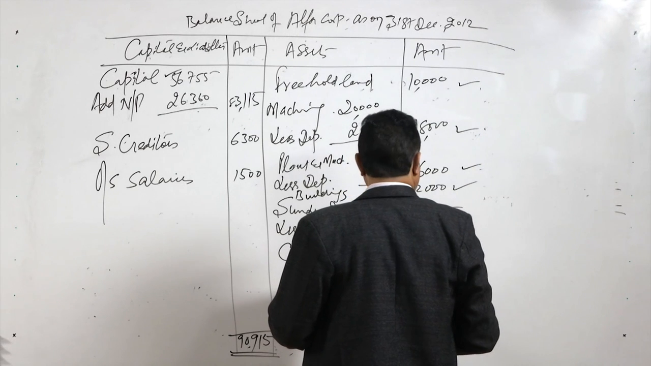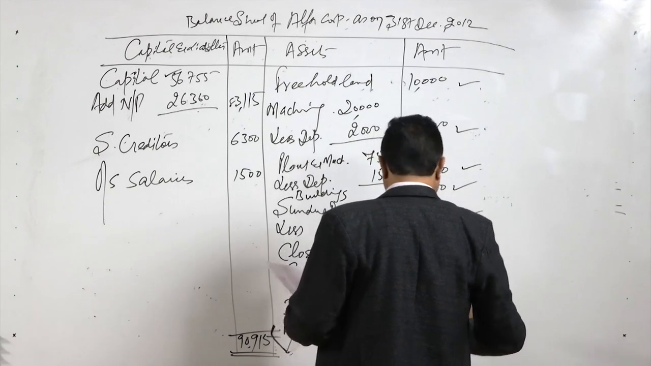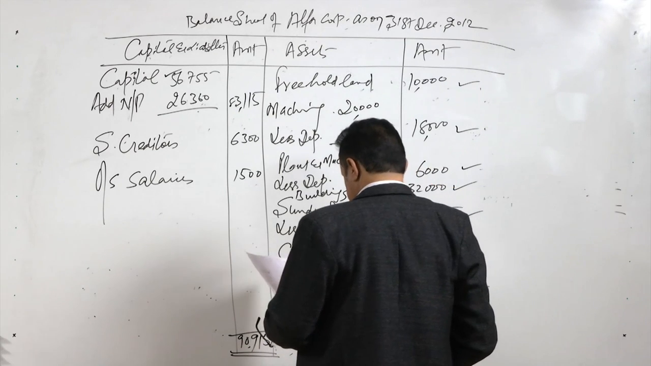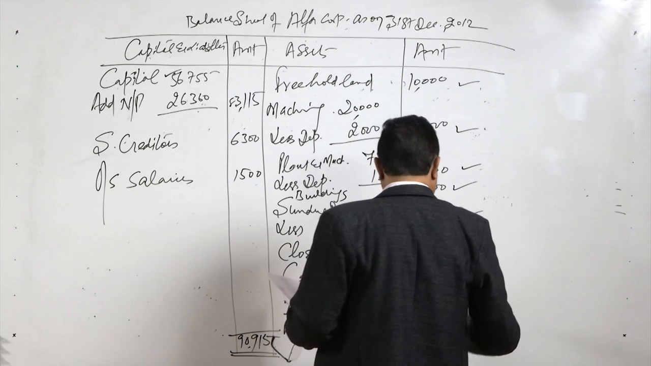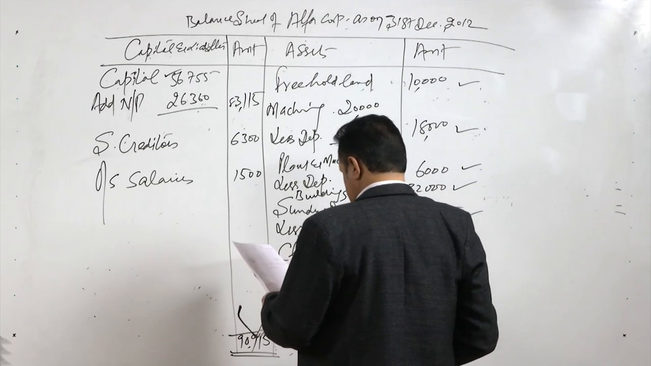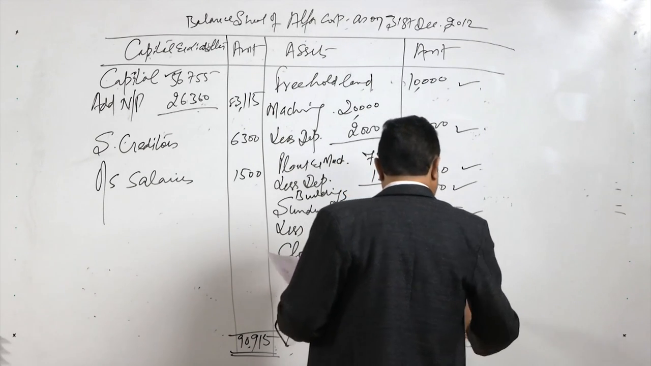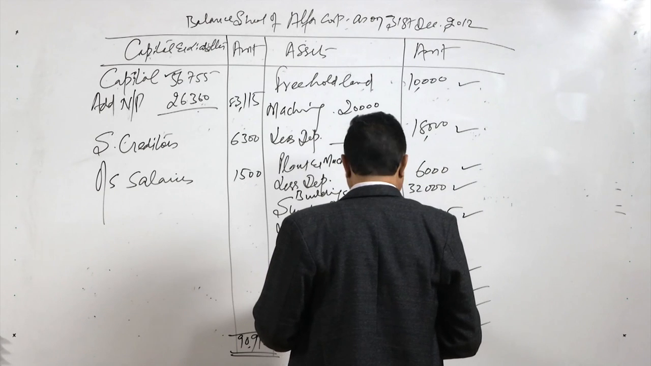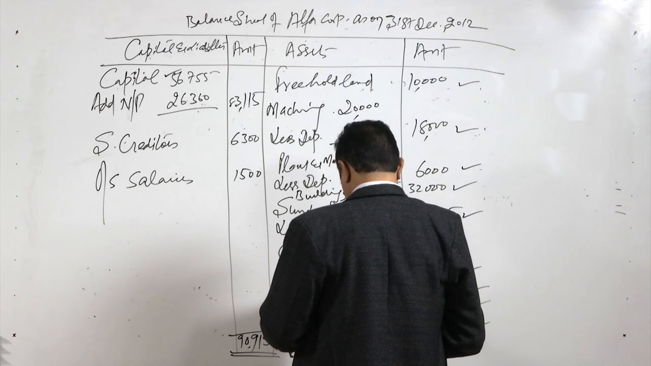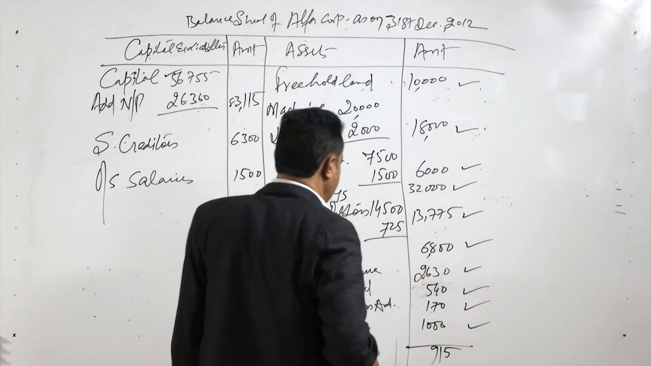Then it is sundry debtors 13,775. Then we have cash in hand 540. Then we have cash at bank, this is 2630, and then insurances 170, good, and then it is rent, it is fine. We have taken the same amount, and then we talk about the closing stock. So, closing stock figure is 6800 rupees. So, all the figures are correct. So, we have already checked.